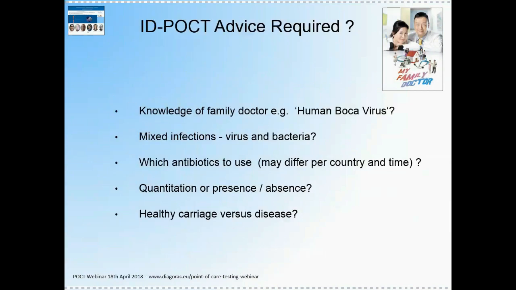So the point is, if we have an ID-POCT test that, for example, can detect viruses and bacteria, does the family doctor actually have enough knowledge? In fact, is there enough knowledge available to interpret those results? For example, does a family doctor know what a human Boca virus is? Probably not. Maybe they can look it up quickly in an encyclopedia or something. So if you have a test that can detect human Boca virus, maybe you have to also provide some advice to the clinician, to the family doctor, what exactly this virus is and what it is associated with.